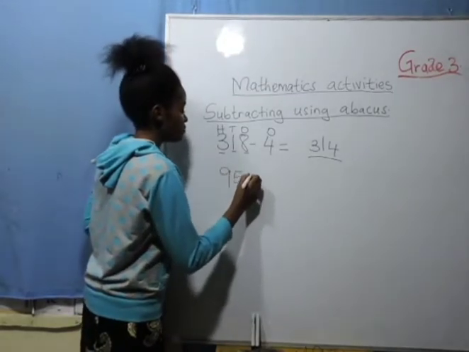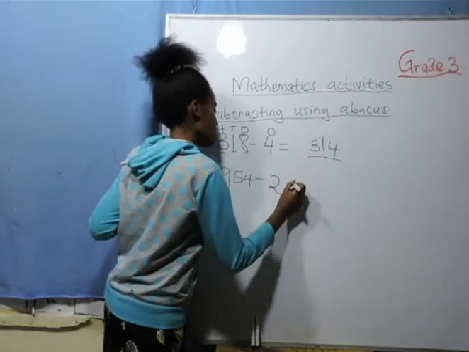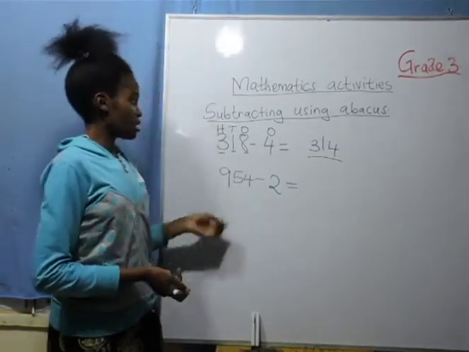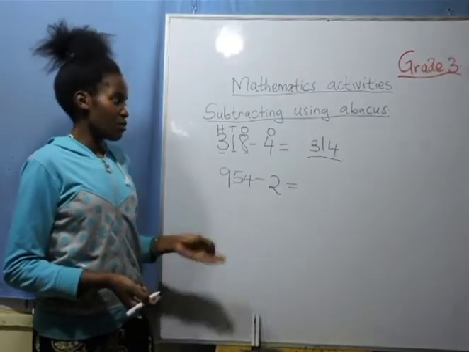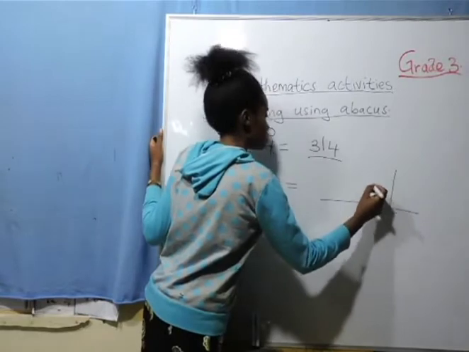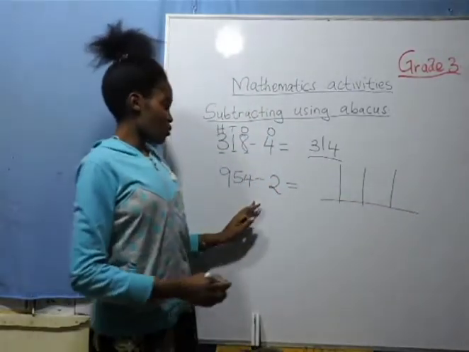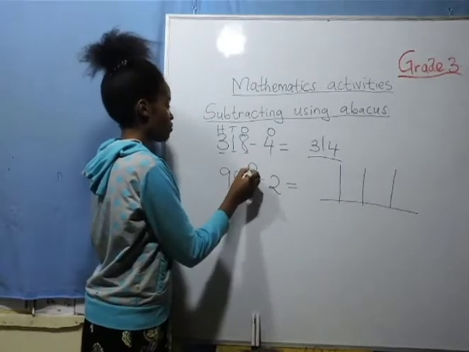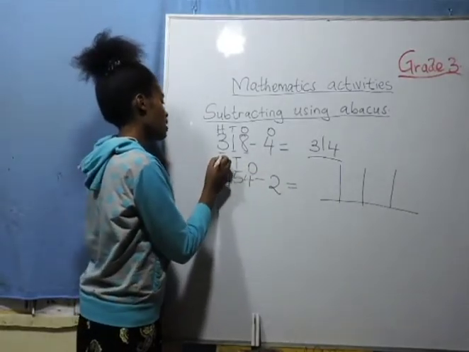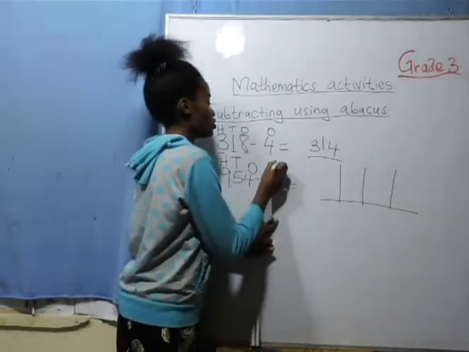Our second example, yes, 954. You subtract, good, 2. You can use the sticks instead of the abacus, or we are going to strictly remain with the abacus. Let me draw an abacus. This is an abacus. Now, in our ones place value, we have 4, in our tens we have 5, and in our hundreds we have 9. And we are subtracting 2.